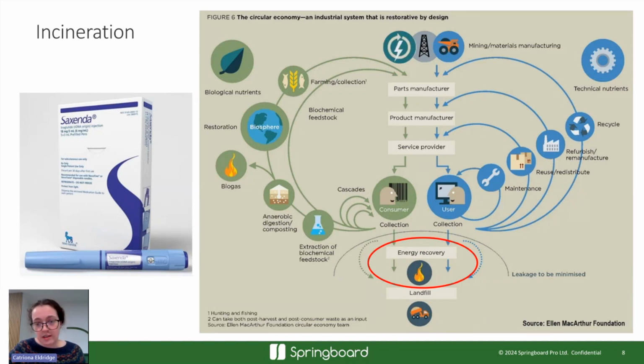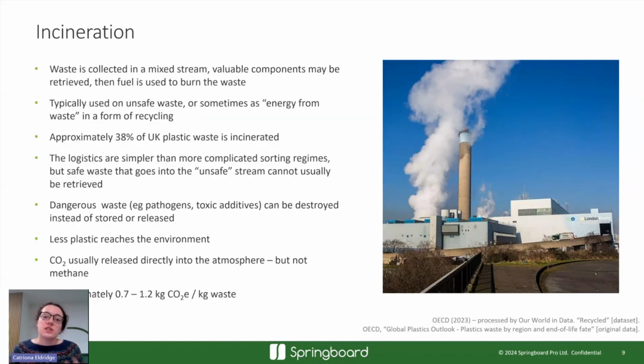The Ellen MacArthur diagram is talking about this as energy recovery. I'm going to speak more broadly on incineration. Energy recovery is specifically using waste as fuel. Incineration more generally doesn't always do that. So the logistics for incineration are pleasingly straightforward. You collect all of your waste into a mixed stream. Valuable components such as metals or easily recycled plastics or glass tend to be retrieved. And you then use fuel to burn the waste.